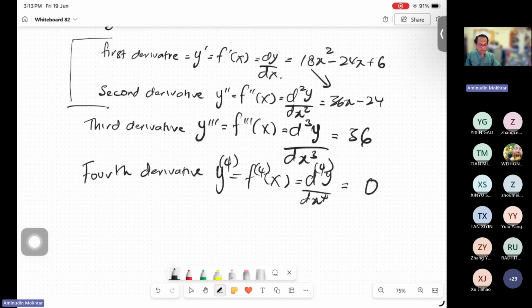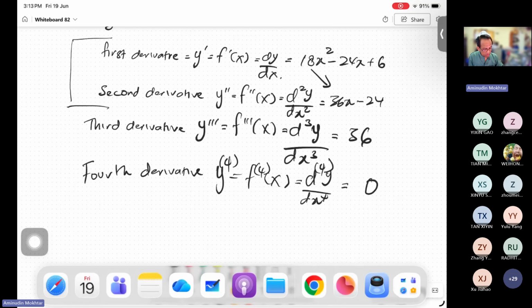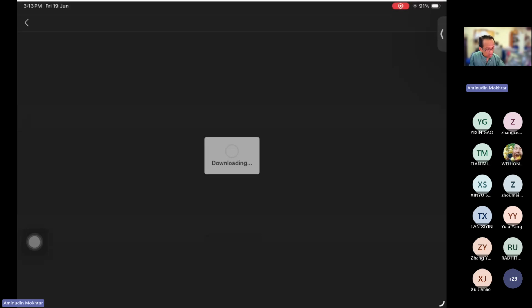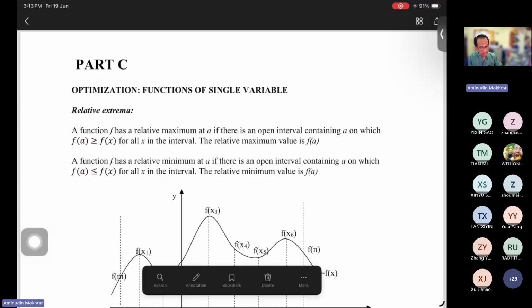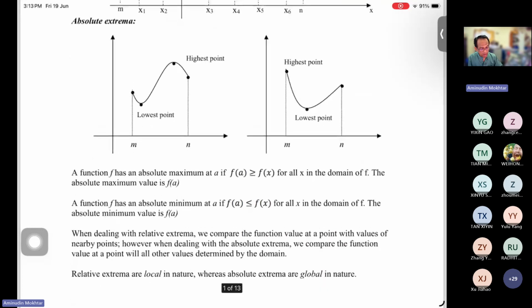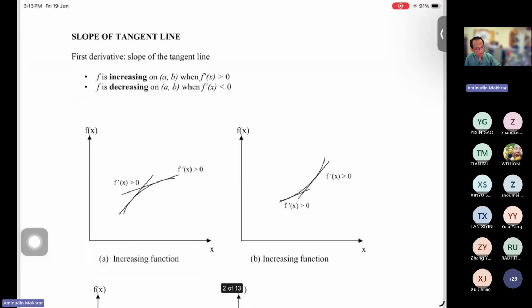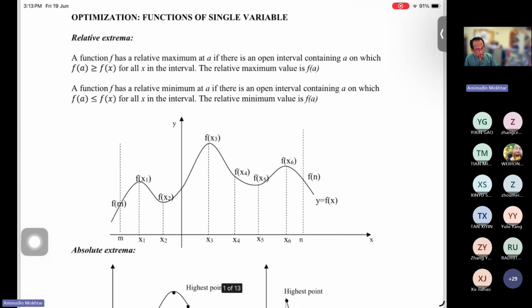Now we move to the sections. Section 3, part C of the topic. It's about optimization, function with a single variable. In terms of application, we need to find what we call the extreme value, nilai extreme. The extreme value or relative extrema.